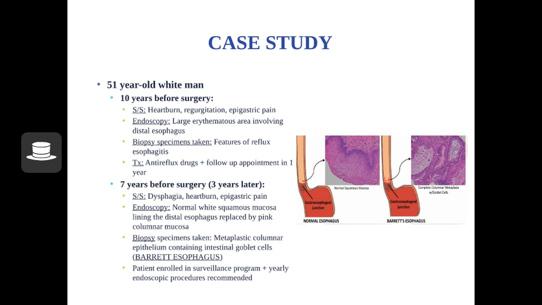The patient returned 3 years later complaining of dysphagia, heartburn, and epigastric pain. Endoscopy was performed again and revealed that the normal white squamous mucosa lining the distal esophagus was replaced by pink columnar mucosa. Biopsy specimens were taken, which subsequently showed metaplastic columnar epithelium containing intestinal goblet cells. Because of the diagnosis of Barrett esophagus, the patient was enrolled in a surveillance program and yearly endoscopic procedures were recommended.